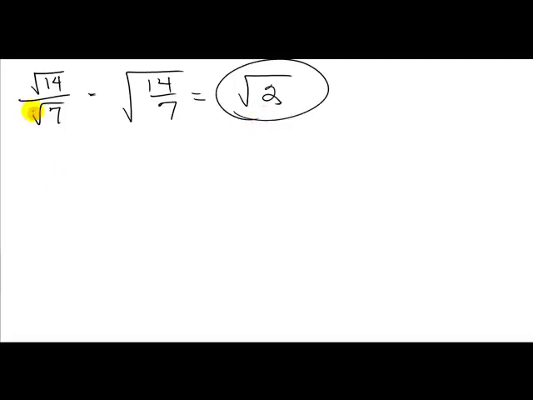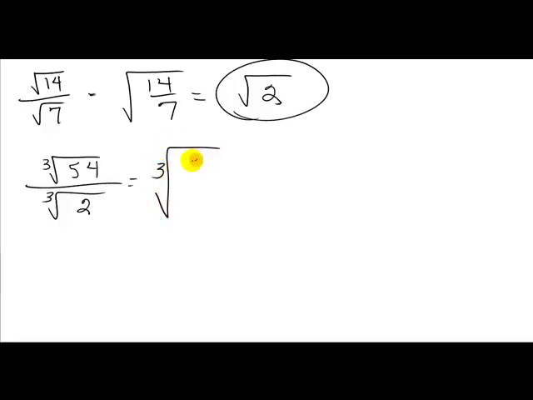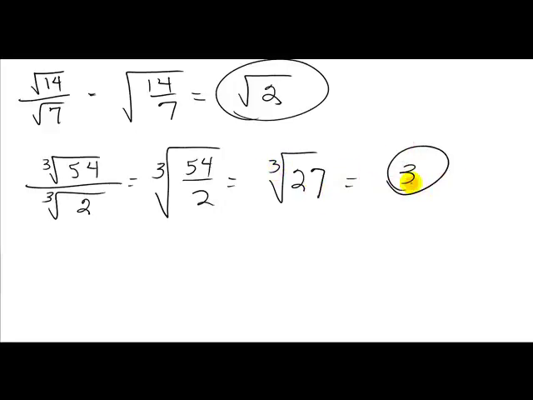If we've got, remember everything has to match, so I've got the cube root of 54 over the cube root of 2. Can't do anything with this 2, so I'm going to take it and stick it all under one radical, and then I can simplify that to 27, and we just saw that we can take the cube root of 27 to give us 3.